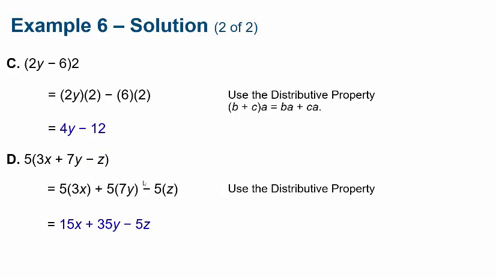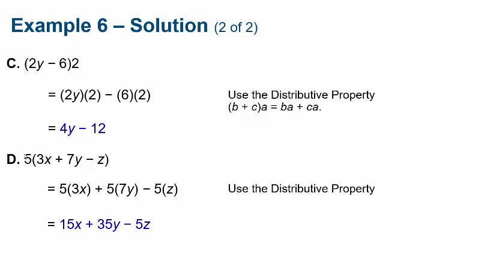All right, let's try this one. 2y minus 6 times 2. Well, I'm just going to distribute backwards here. So 2 times 2y minus 6 times 2 over here. Well, 2y times 2 gets me 4y, and 6 times 2 gets me 12. So this is just 4y minus 12.